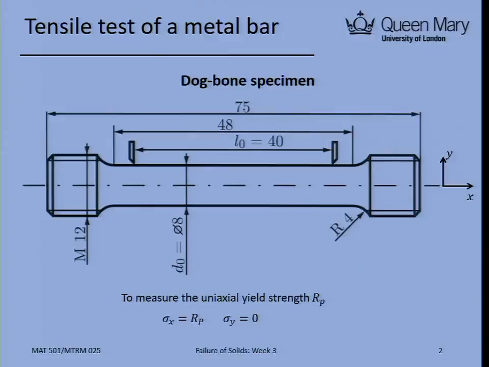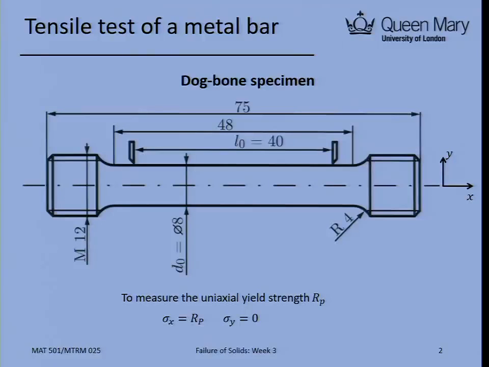So suppose you have a metallic bar, probably made of steel or aluminum. You apply a uniaxial tensile stress. Once it has failed, you get a failing force, and you divide that by the cross-section area, which gives you the failing stress. That is the ultimate strength.